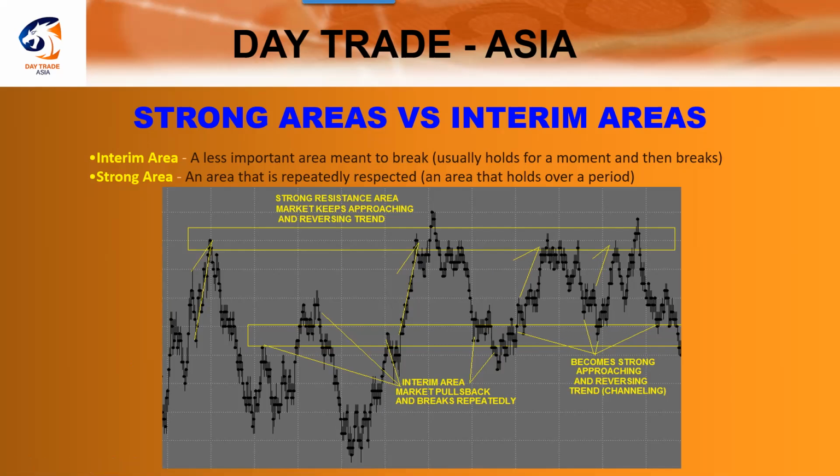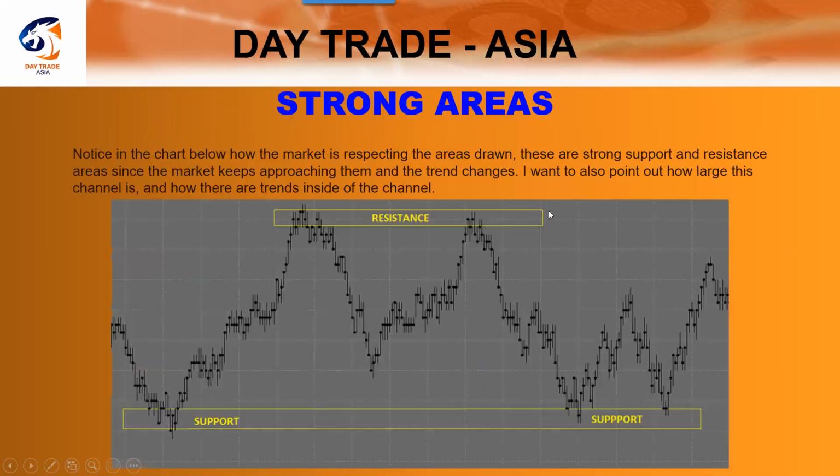So when you see an area where it gets broken, for example, an area that's being used as support gets broken and then becomes resistance, that's what we call an interim area. The strong areas would be here where the price does not go past it. For example, right here, as you can see, price does not go past that. That's a strong area of resistance, as well as here. Price does not go below this area. So that's what we call a strong area of support. But in between here are your interim areas.